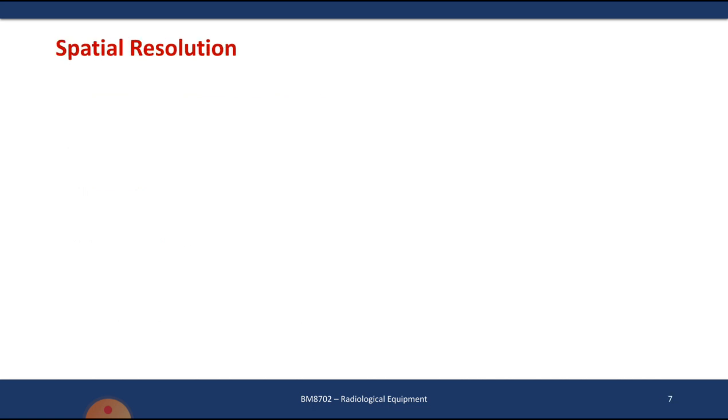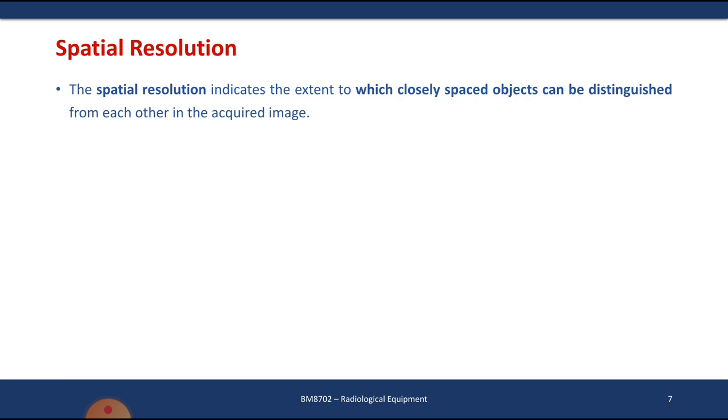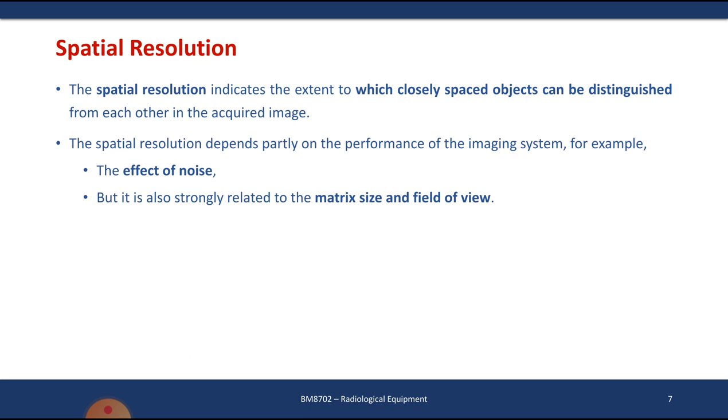Next thing is spatial resolution. Spatial resolution is how far you can distinguish two closely related objects. That is your spatial resolution. It depends on the performance of the system, basically on the effect of noise and also the matrix size and the field of view. All these things are very important when we are looking at an MRI image.